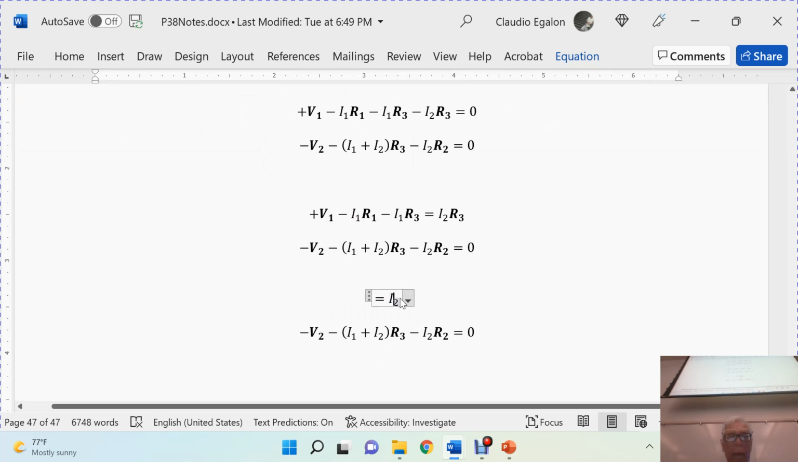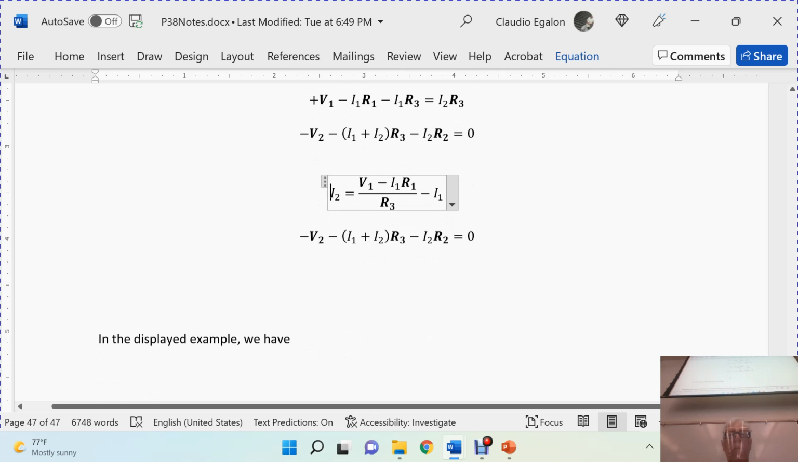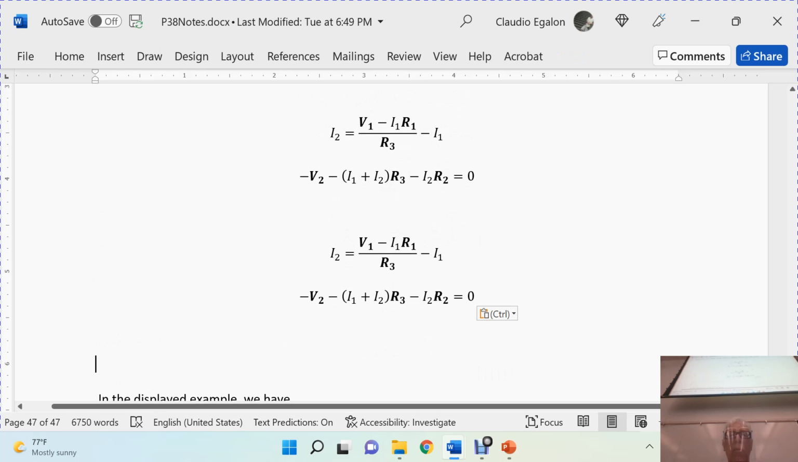What we are going to do now, we are going to find out what I1 is equal to. That's going to be the step that's going to get our problem solved. Here you go. I'll get this I2, replace it right in here.